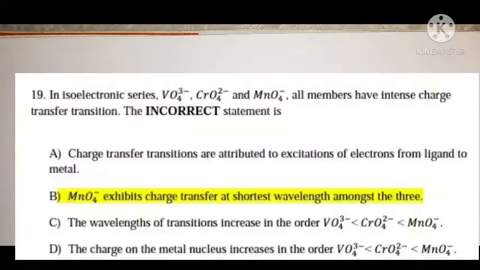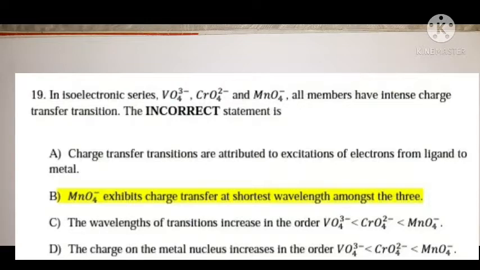Now we move towards our next question, and this question was asked in the TIFR 2019 exam. See, it says in an isoelectronic series, given this series, all members have intense charge transfer transition. The incorrect statement is, and we have four statements.